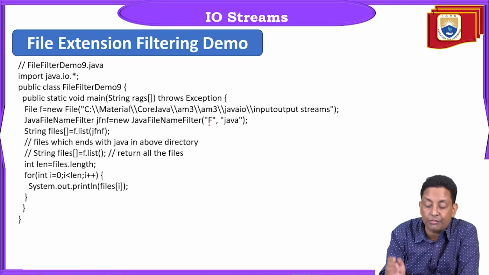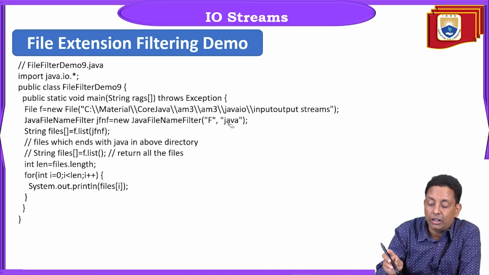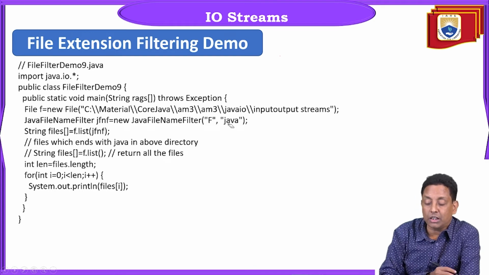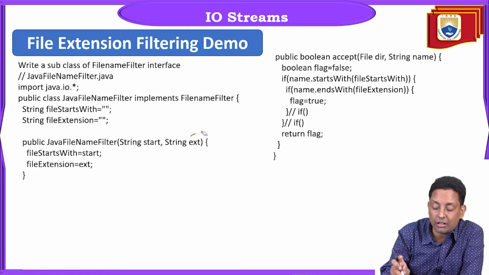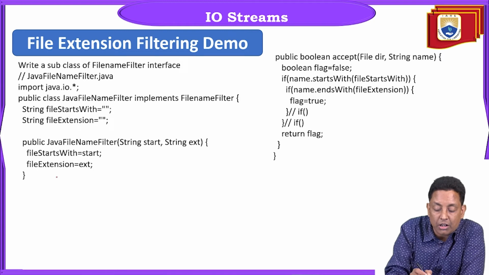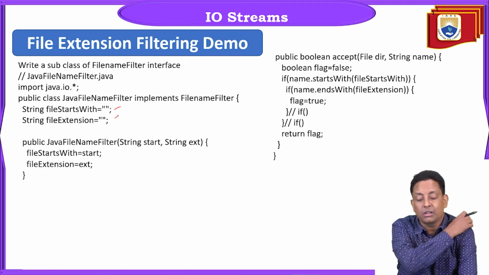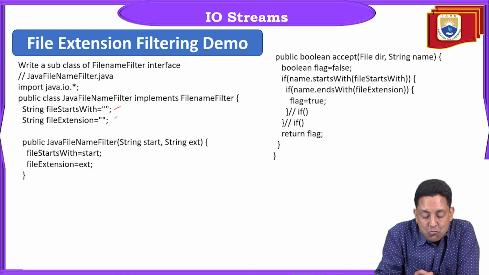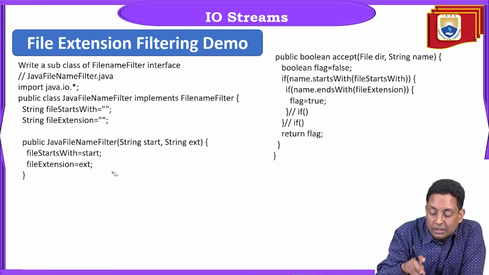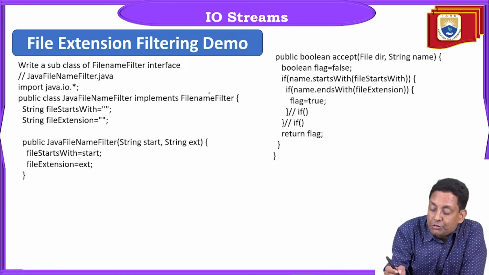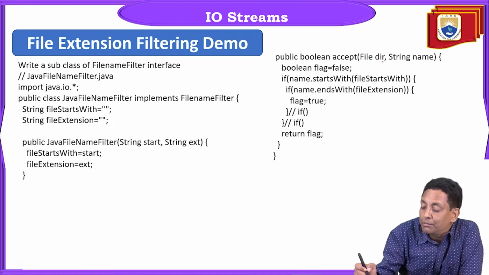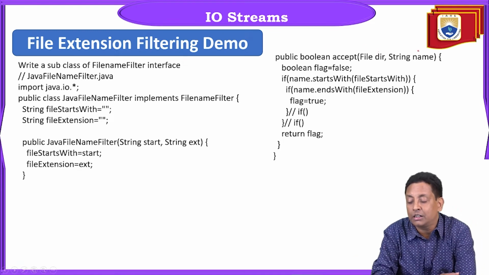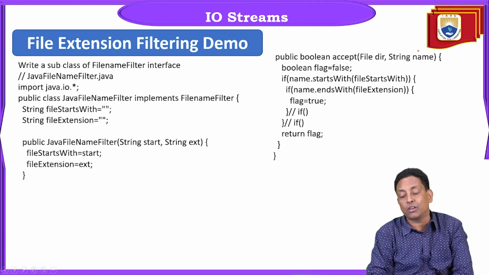And we are looking for files beginning with F and ending with the Java extension. These two, the start and the extension, are assigned to two class instance variables: file starts with and file extension. Once that constructor is completed, which method do we need to implement in this class? The Boolean method accept. That Boolean method will take a directory object and a string file name as arguments.